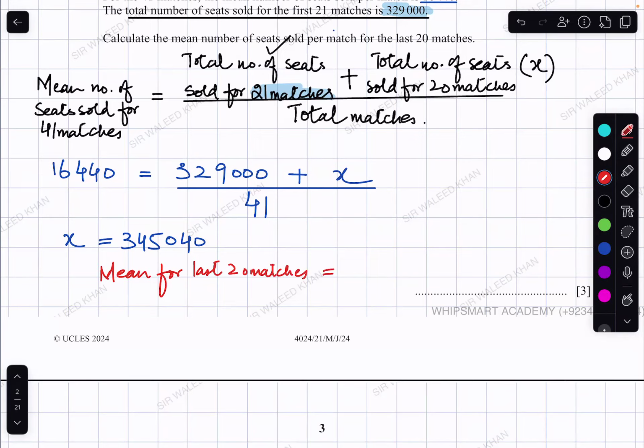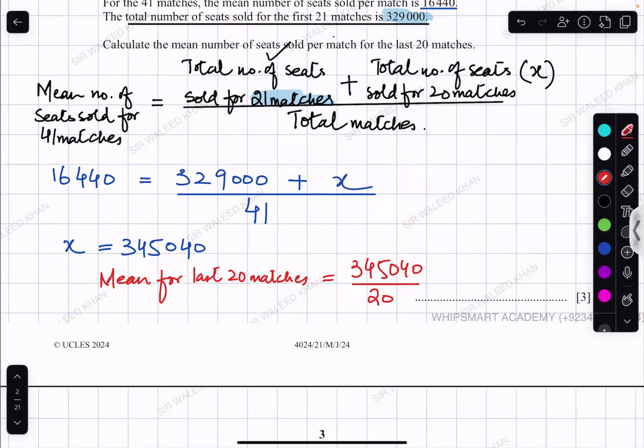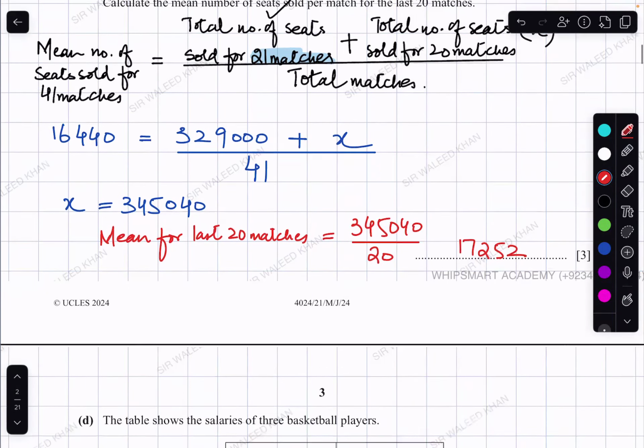again, the same formula, sum of observations. Now we have the value for 20 matches divided by, should I do 20, 21 or 40? Yes, 20, all right? So the same value divided by 20. 17,252. Is that clear? Good. Amar, is that clear?